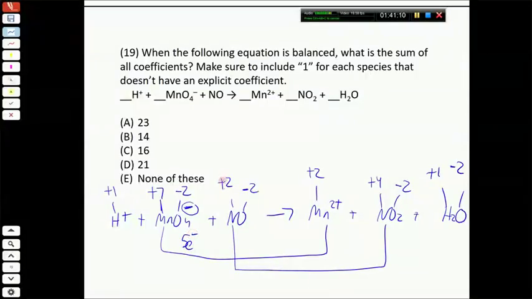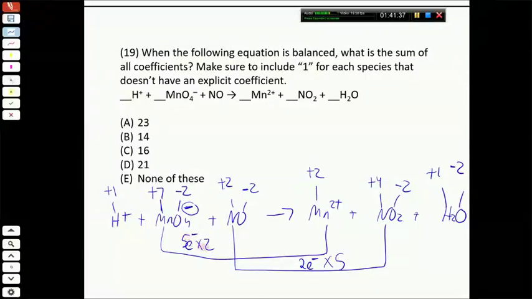And then nitrogen goes from +2 to +4, which is a difference of 2, so that's going to be a 2 electron process. And what we need is to add coefficients to make sure that the number of electrons is the same for both of these pairs. So we have a 5 and a 2, so we want to find the least common multiple of those two. We take the 5 and we double it, that gives us 10 electrons. We take the 2 and multiply it by 5 to give us 10 electrons also.